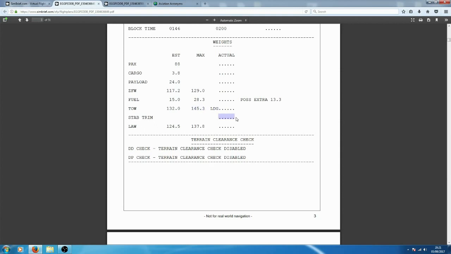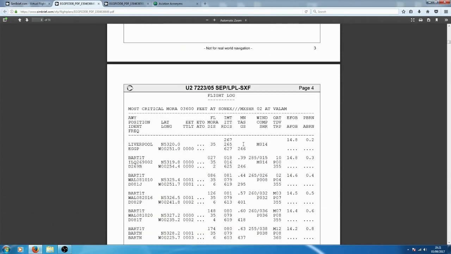Stabilizer trim, you just need to put in what trim setting you're going to have for takeoff. Obviously there's calculators in real life on the flight deck. EasyJet use laptops to calculate that, so you want to put that in. Landing weight actual, whatever, 124.5, and your max. Terrain clearance check, as you see, it's disabled. That's just giving you some more information.